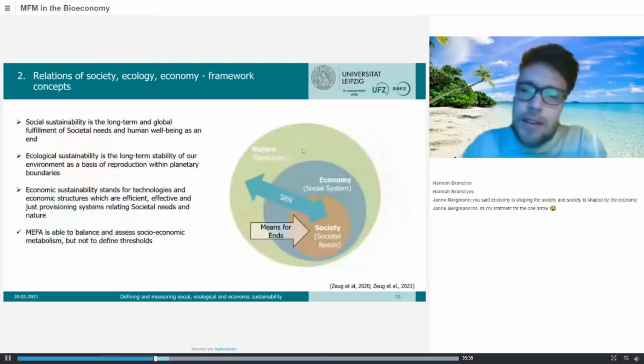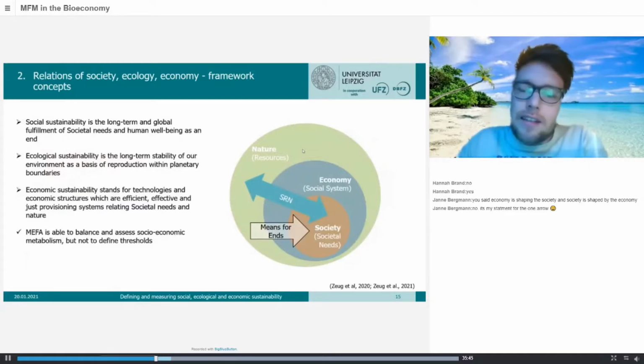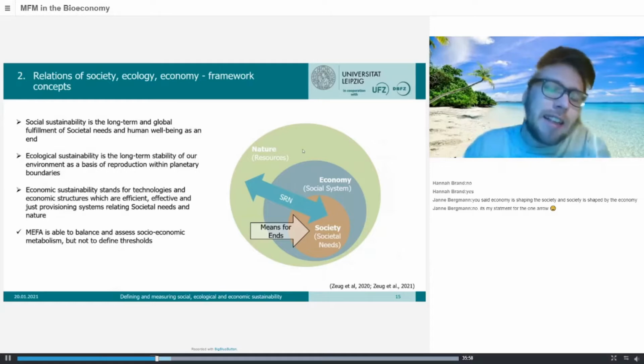But there's also another form of how to make this configuration, and that's something I came up with, and I think it's a good or a better starting point for our sustainability assessment than all the other concepts before.